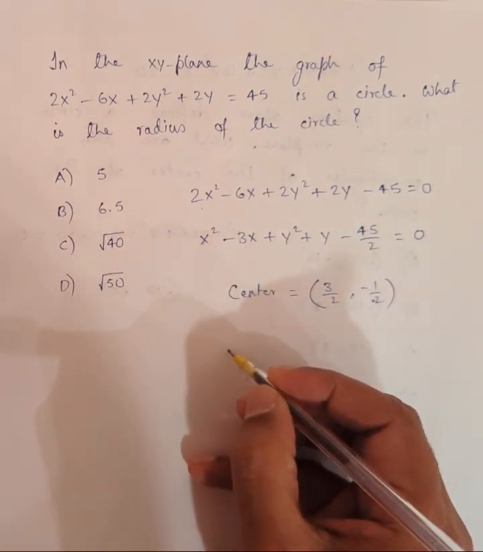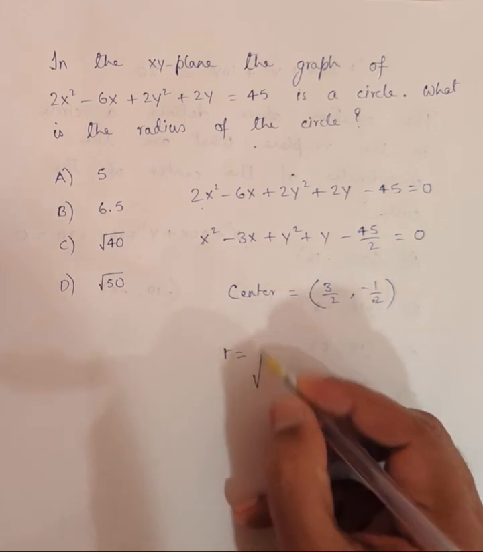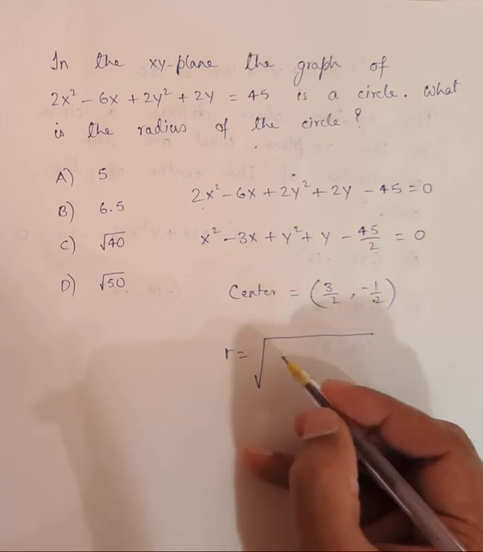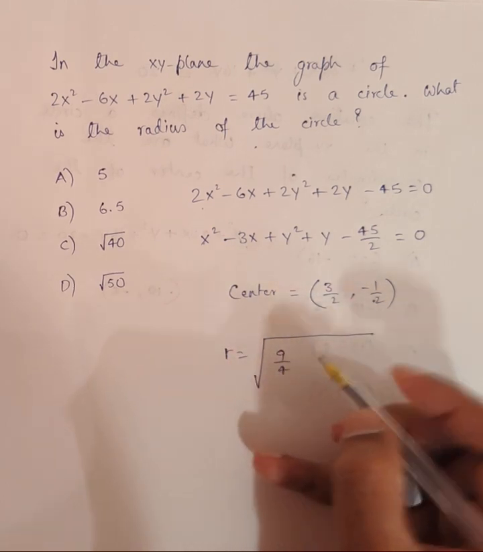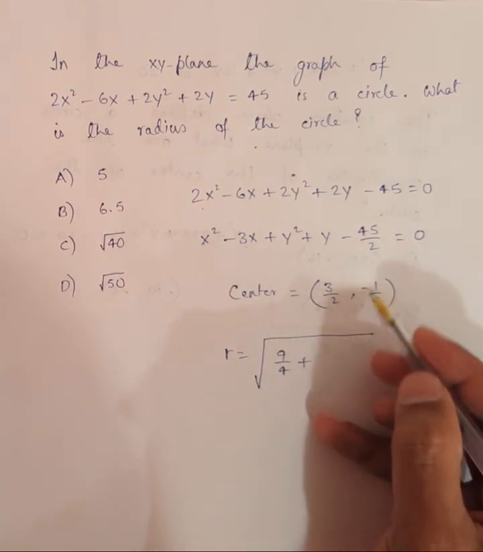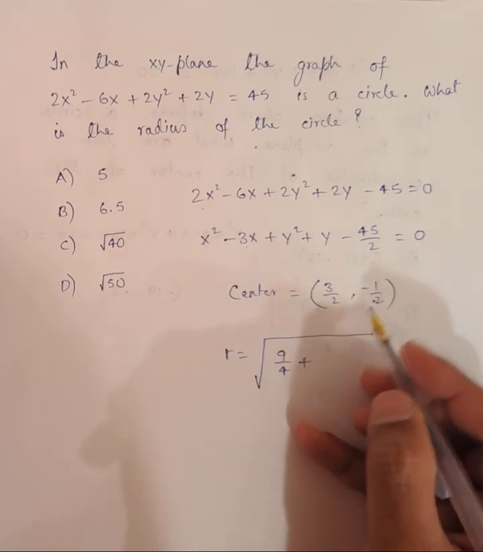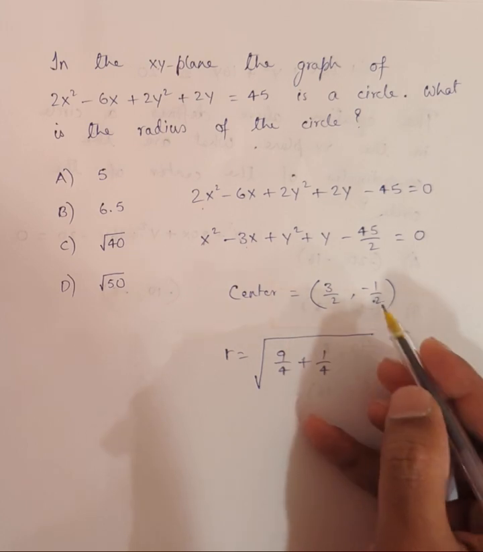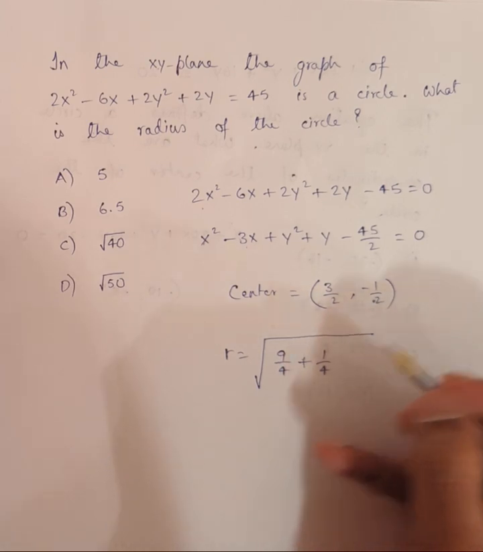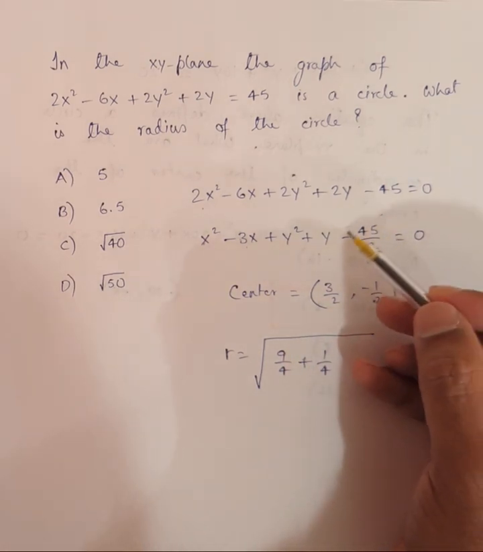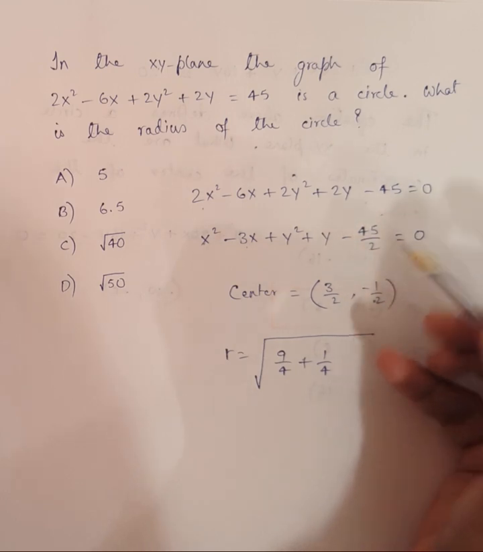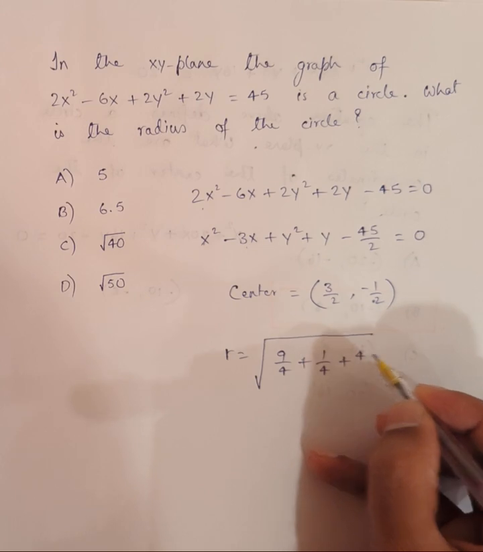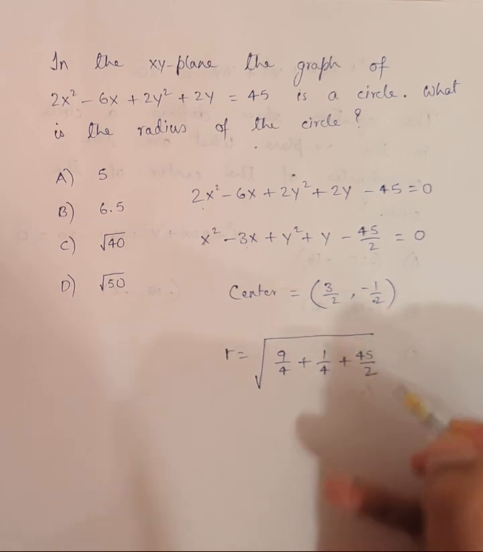And to get the radius, what I have to do is take the square root and then square the x coordinate. You get 9 over 4 plus square the y coordinate of the center and then subtract the constant. The constant term is negative 45 over 2, which means if you subtract negative 45 over 2, that's the same as adding 45 over 2.